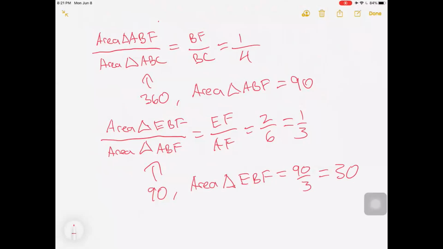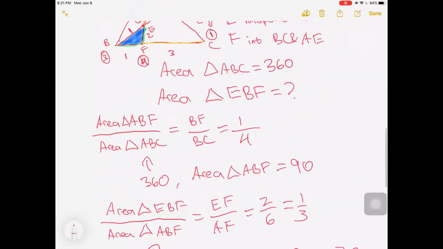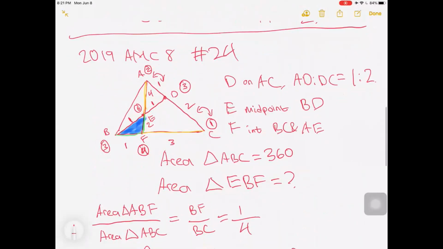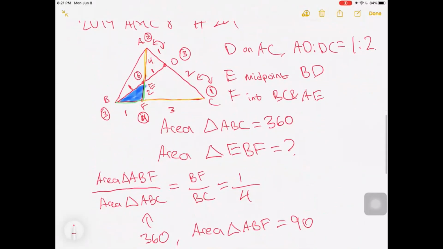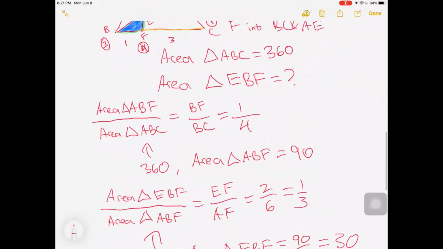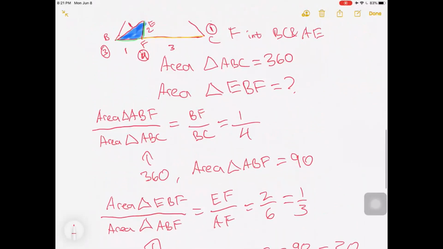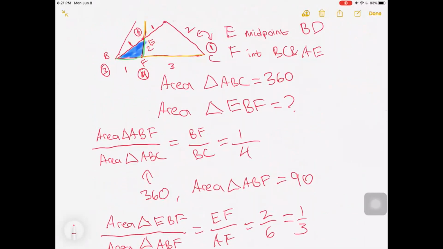And that's our answer. So you can see that we relatively quickly solved this number 24 on an AMC 8 using this method. Does anyone have any questions?